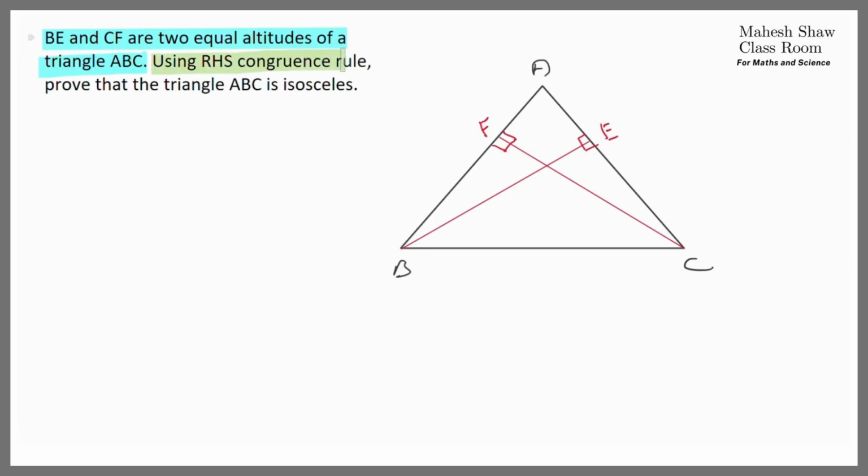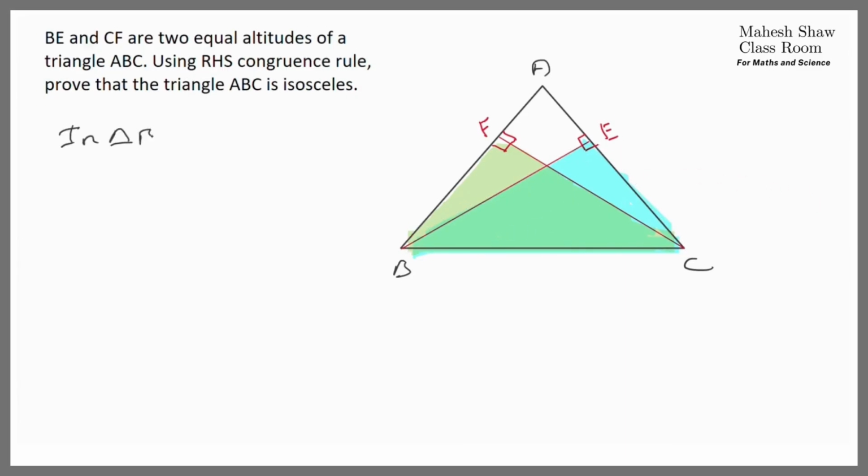So it says using RHS congruence rule, we need to prove that triangle ABC is an isosceles triangle. So in order to prove ABC as an isosceles triangle, we need to prove AB equals AC, but then by using the RHS congruency rule. So for that, we are going to consider these two triangles. One is BCF and the other triangle is BCE. As we have to use RHS, else we could have considered the other two triangles.